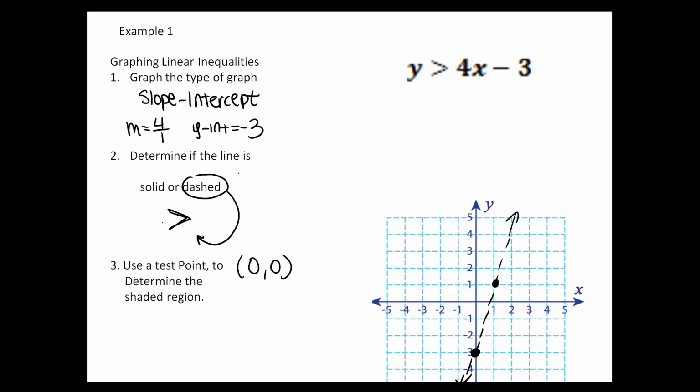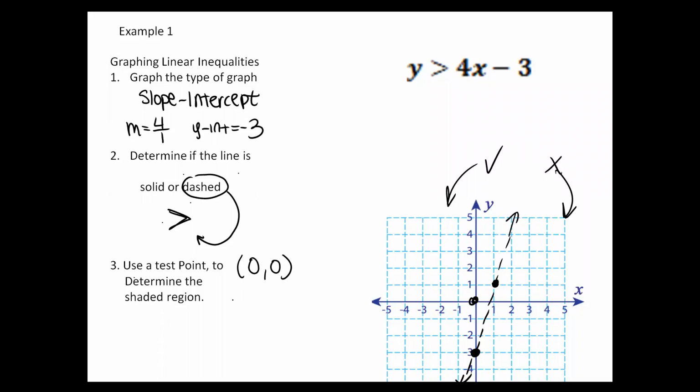And we want to be able to shade the region. It's either going to be shaded on the left-hand side of the line or the right-hand side, depending on where the value point is at. In this case, our test point is at 0, 0. So if it works out, we're going to shade it to that side. If it is wrong, we're going to shade it to the other side.